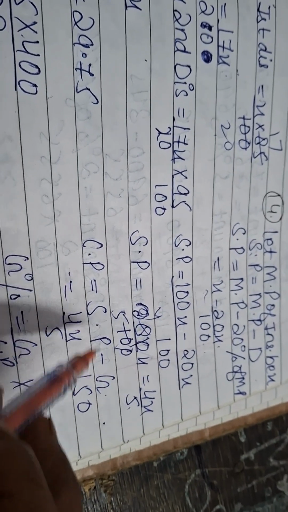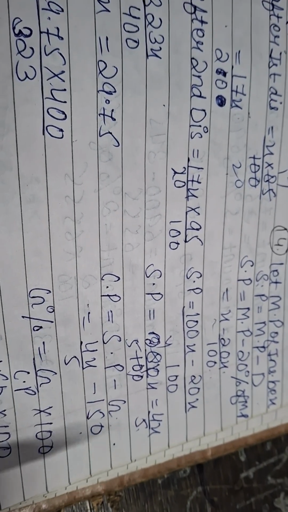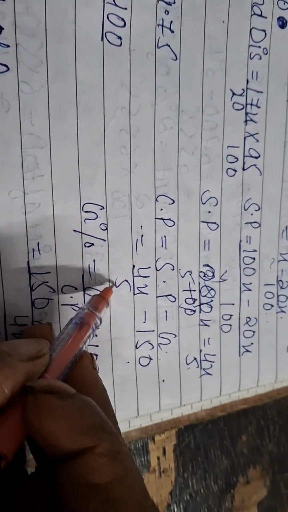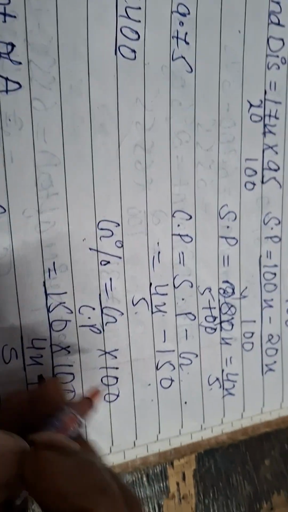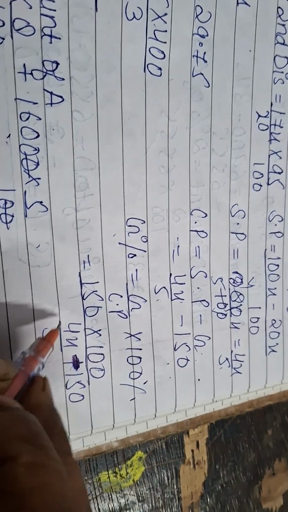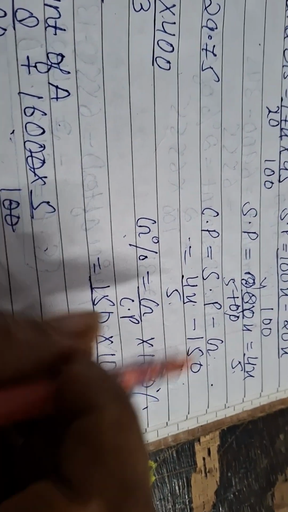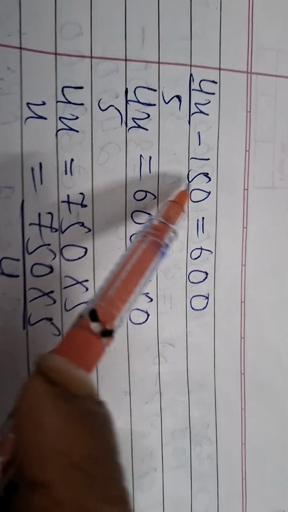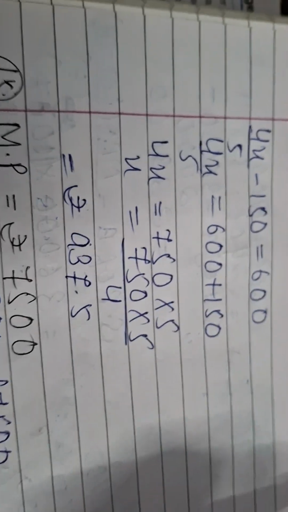Now cost price is selling price minus gain. Gain is rupees 150. So the value of CP is 4x upon 5 minus 150. Now we can calculate the gain percent. Gain percent is gain upon CP into 100%. Gain is rupees 150 into 100 upon, this is the value of CP. Just put it here. So do the cross multiply, you will get this. Now by this you can calculate the value of x.